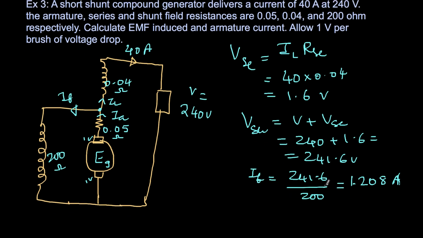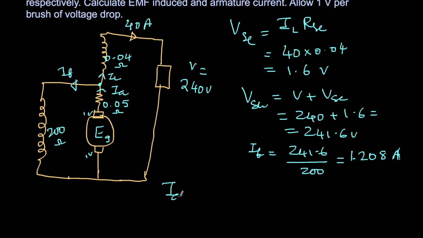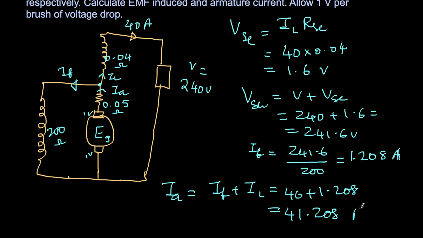So therefore, what will be the armature current? Armature current will be field current plus load current, as you can see in this. So that is 40 plus 1.208. So this is 41.208 amperes.